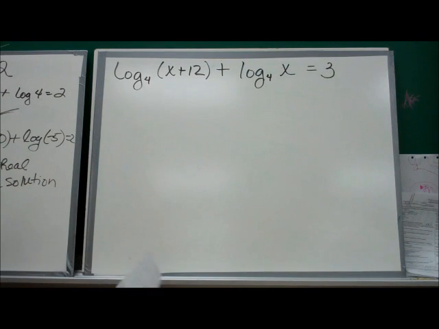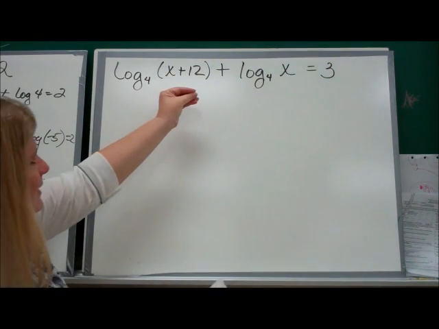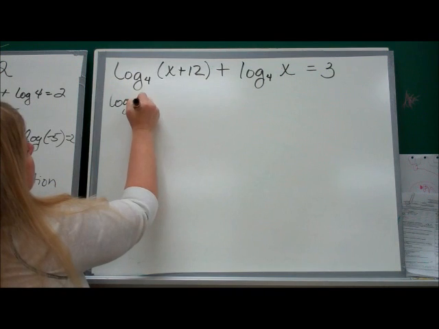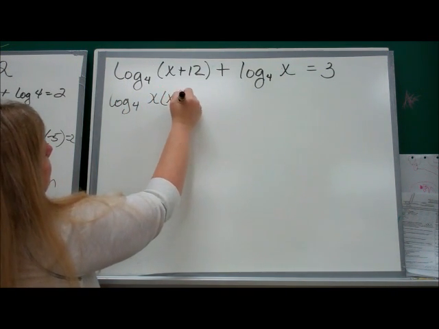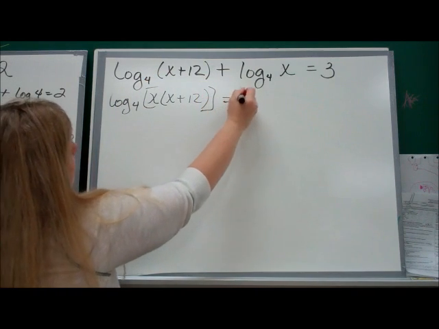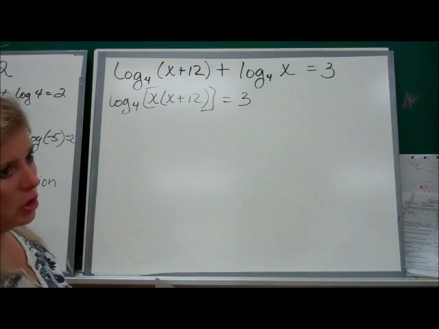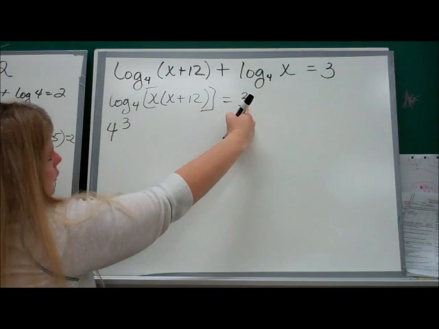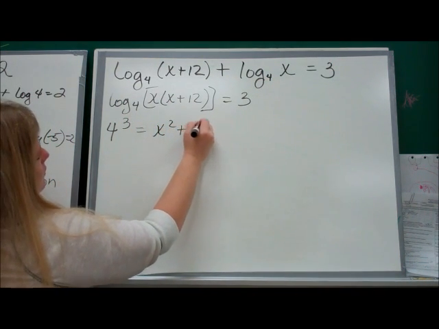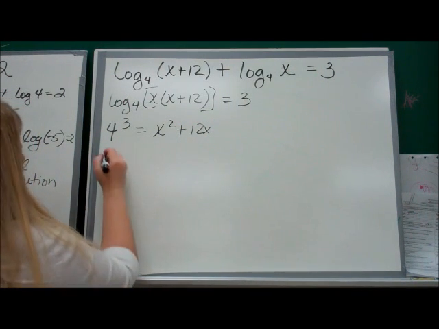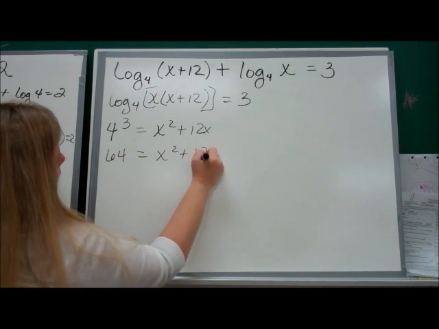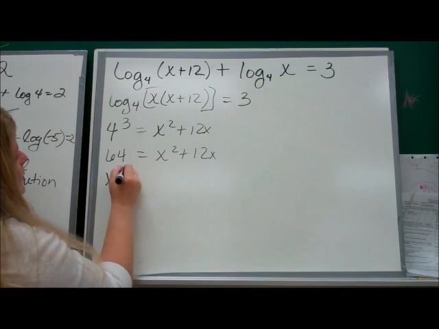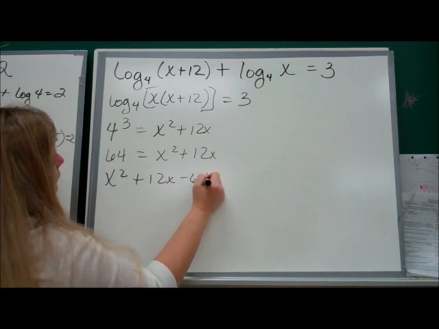Next one. Here's another one where we've got to condense it. This time it's base 4. Pay attention to that. So log base 4 of x times x plus 12 equals 3. Convert to exponential form and distribute: 4 to the third power equals x squared plus 12x. 64 equals x squared plus 12x. It's an x squared, which tells me I have to set it equal to 0. So x squared plus 12x minus 64 equals 0.